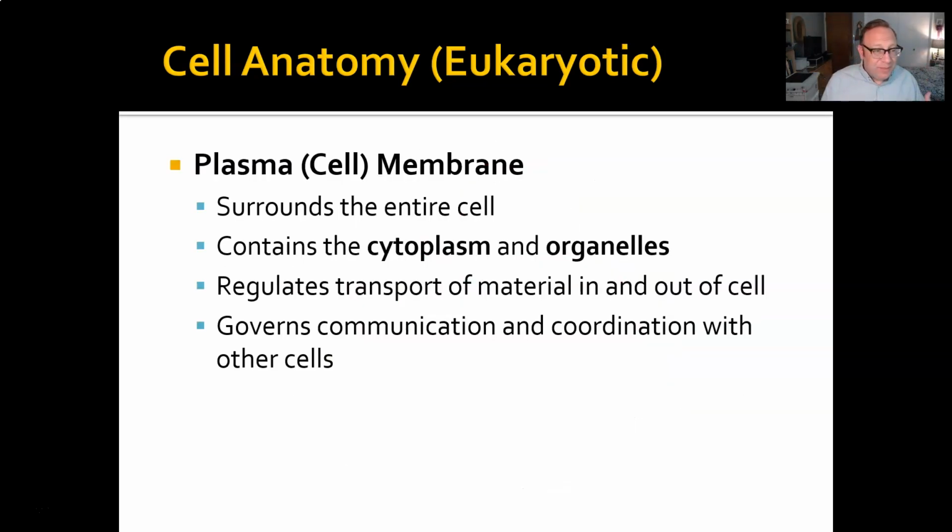There you go. And finally, we've got the plasma or cell membrane. This is the outer sac, okay? And it's not just a sac. It contains everything. It helps keep everything together, and it protects it from the outside, making sure that only the stuff that should get inside the cell gets in. So in other words, it regulates the transport of material that comes out of the cell and material that goes into the cell. It also then, therefore, governs the communication and coordination between cells, because in order to communicate, they have to release molecules that the other cells recognize.